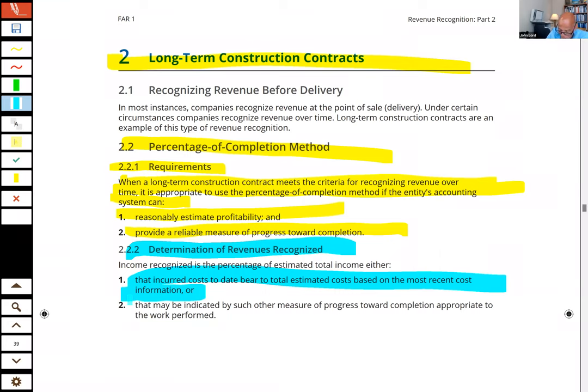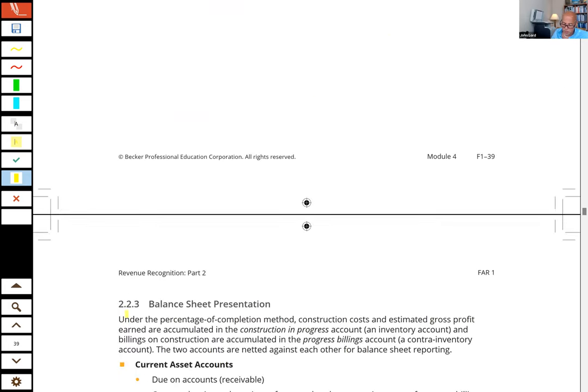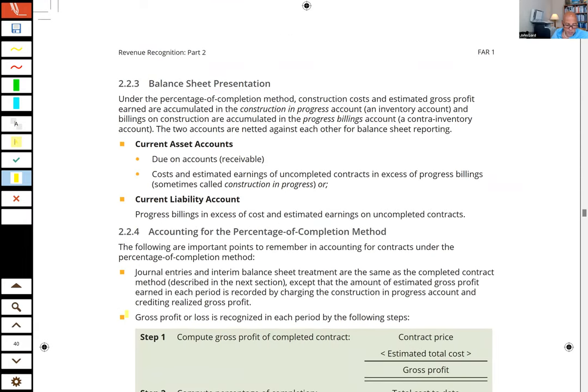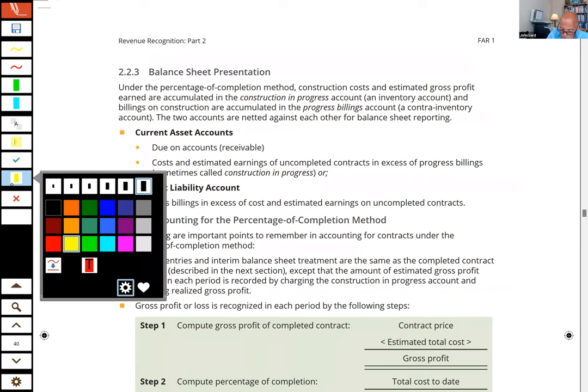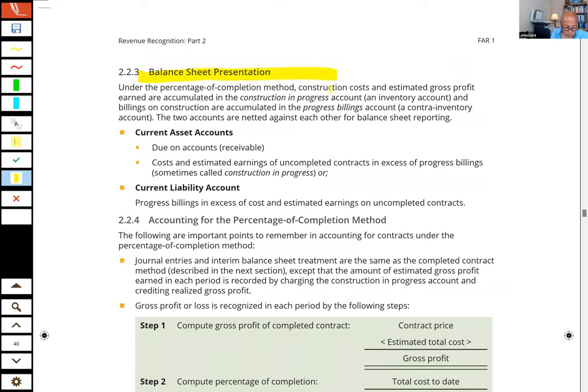Notice here that again, we have to have some measure of progress towards completion. And the cost that you're putting in is probably a pretty good use of the resources being put in under this input method. Now, most of the questions tend to focus on the income statement, but there is a little bit here about balance sheet presentation. Let's take a look at what will constitute reporting a current asset and what will constitute reporting a current liability.